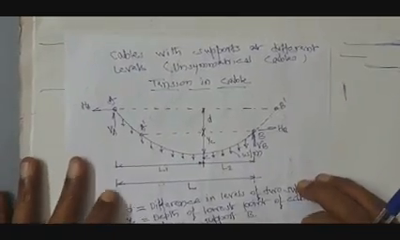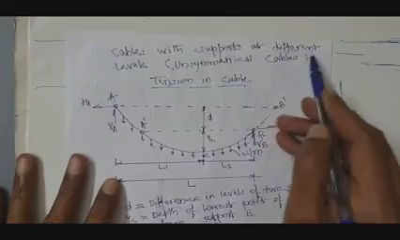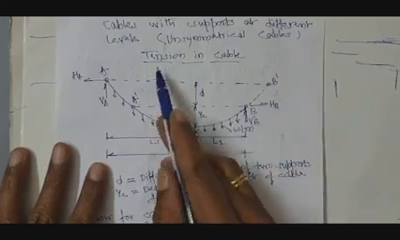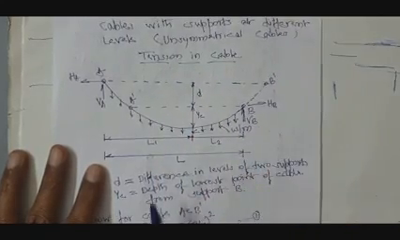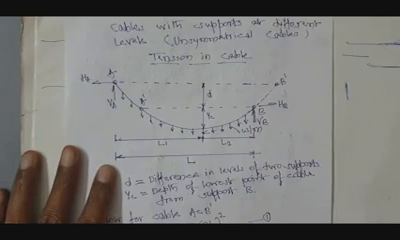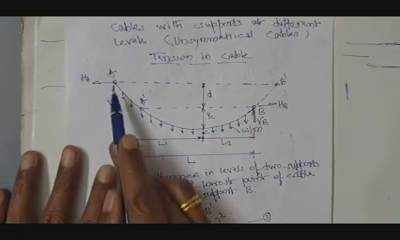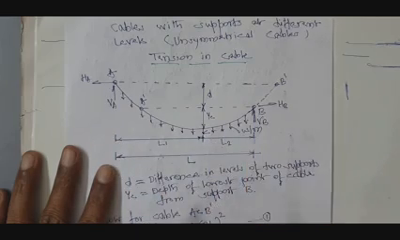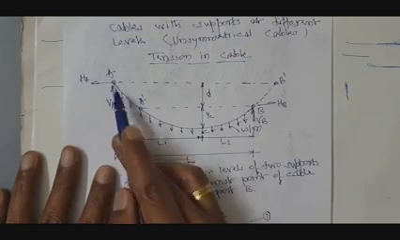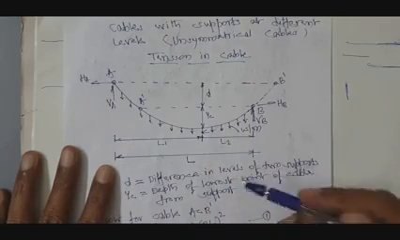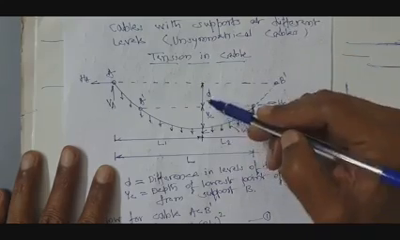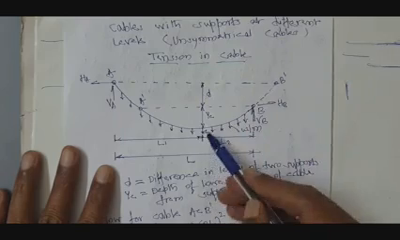Hello, now we'll consider cables supported at different levels, or unsymmetrical cables. Here also, in the unsymmetrical case, you need to find the tension in the cable. Let us consider ACB, an unsymmetrical cable where A and B are at different levels. Let D be the difference in levels, or the difference in height, between the supports.